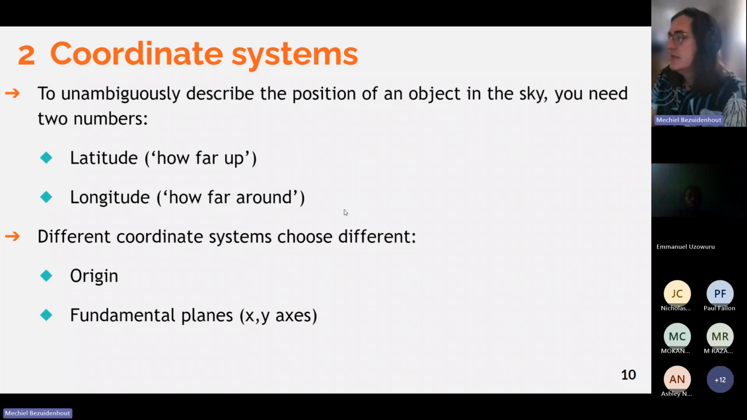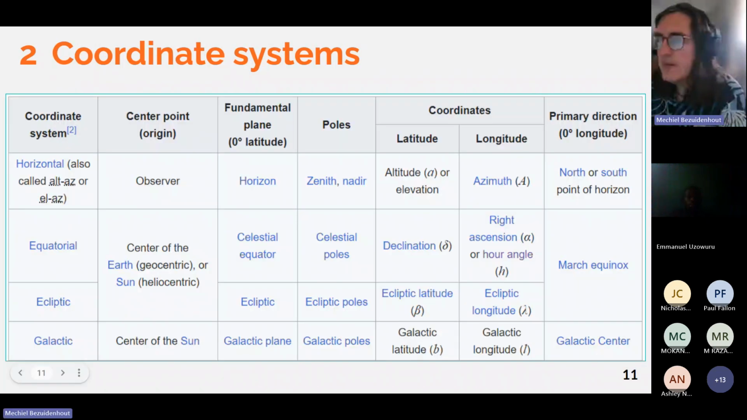So this table from Wikipedia neatly summarizes the four different coordinate systems that we use in astronomy. We use horizontal coordinates, also called altitude-azimuth coordinates, equatorial coordinates, ecliptic coordinates, and galactic coordinates. And each one has a different center point, different fundamental planes, and different names for the coordinates that they use. So I'll go through each of these one by one.